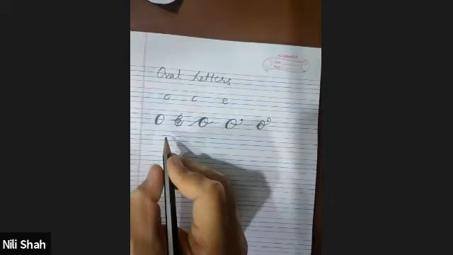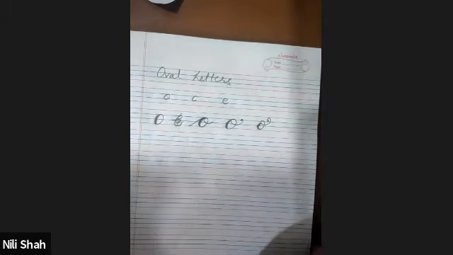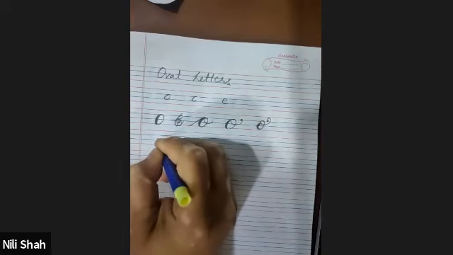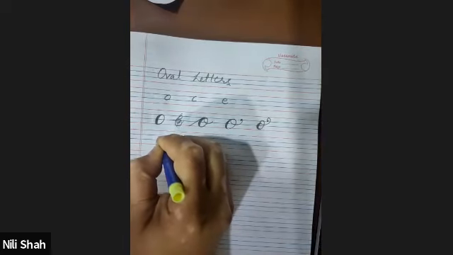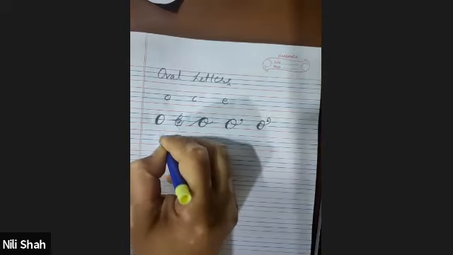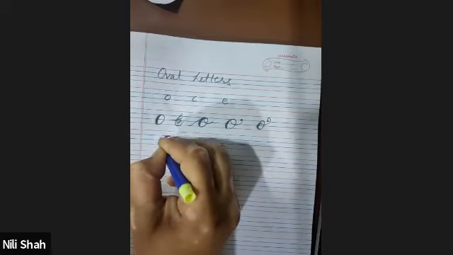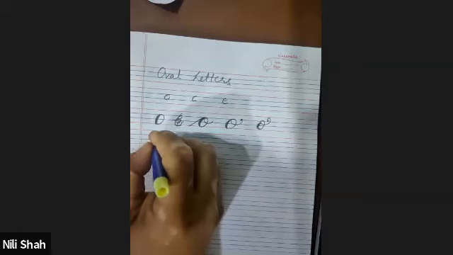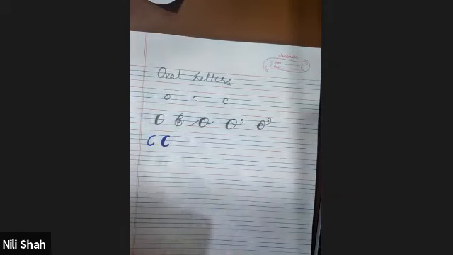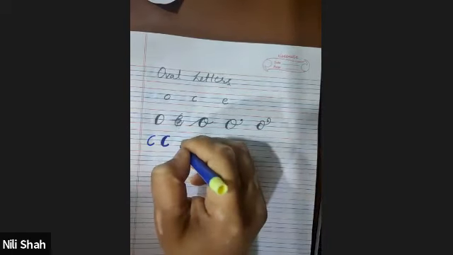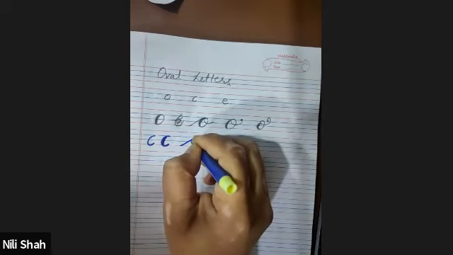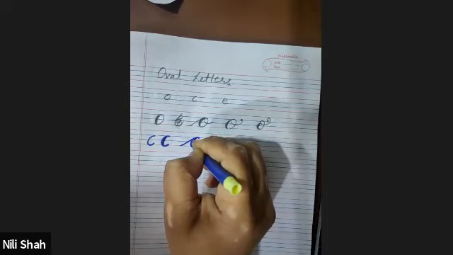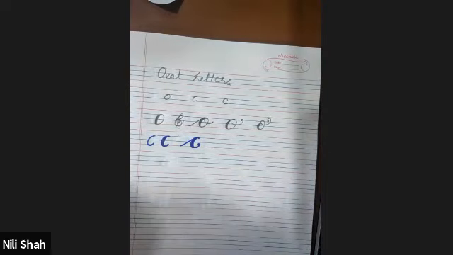Now comes the C. I'm writing C with blue pen. Simple C is like this. We have to add thickness here. See the difference? Now we'll write cursive C and add thickness to the downward stroke.